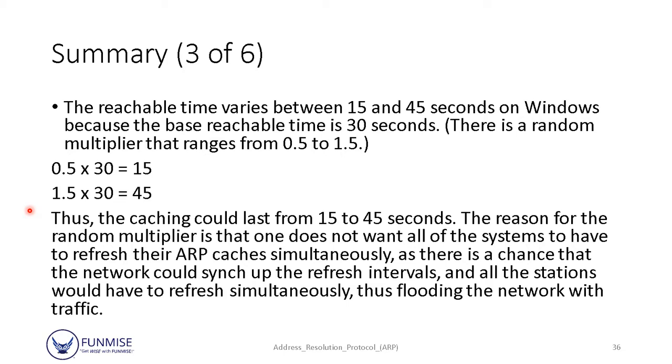And as we previously covered, the reason you want this random multiplier is because you don't want all the systems to wind up refreshing their ARP caches simultaneously, as that could lead to a lot of additional traffic on your network.